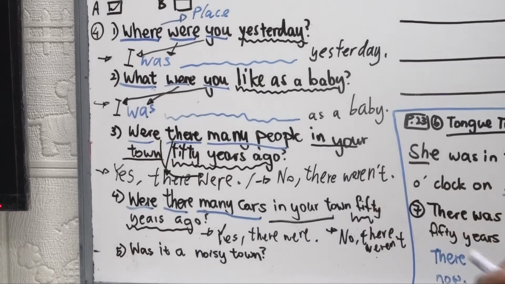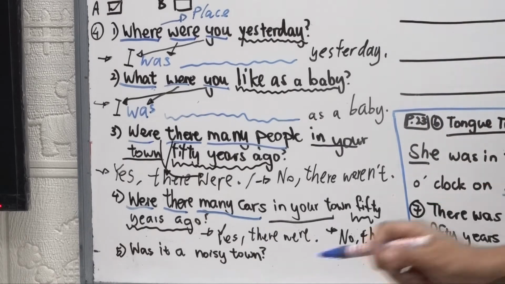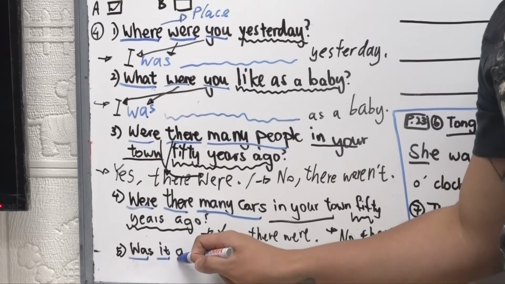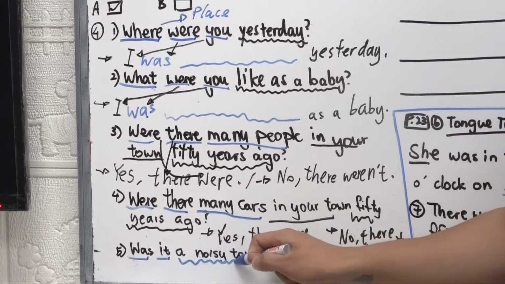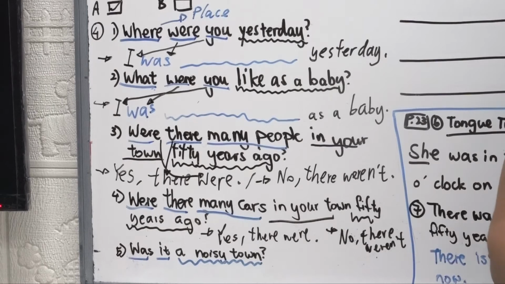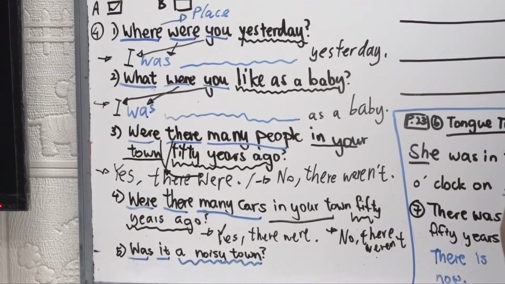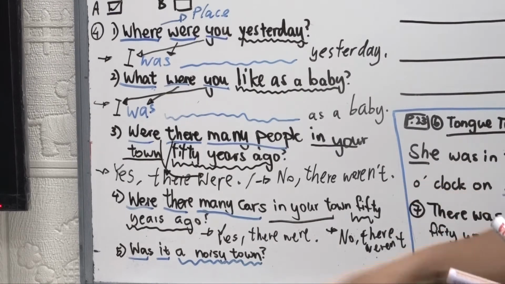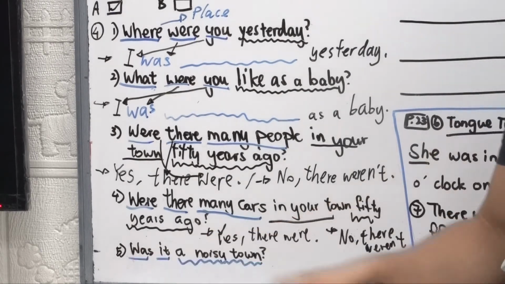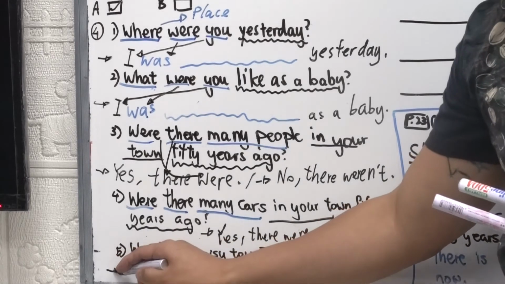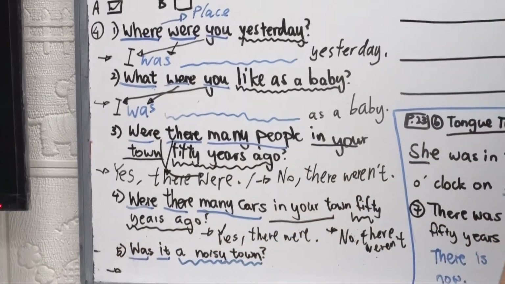"Was it a noisy town?" Was it? All right, in this case, we are referring to only one thing, right? So we have, "was it a noisy town," right? So we're asking the state, again, was it a noisy town, okay? The state of being of the town. And it's only one, so we use "was." How will we answer this in the answering sentence, right? "Was it a noisy town?"